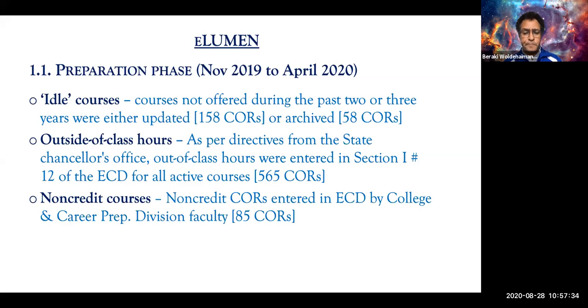And finally, our college and career preparation division faculty were able to enter all the data elements in the course outline of record in ECD so that when migration happens from ECD to eLumen, migration will not only happen to credit courses but also to non-credit courses. So this is what we have done during November to April 2020.